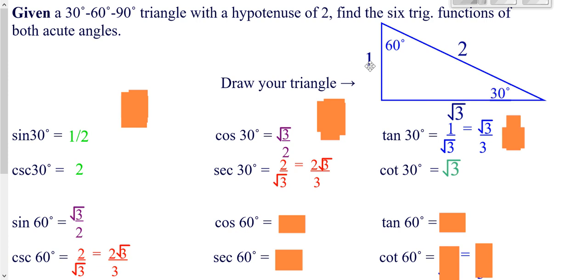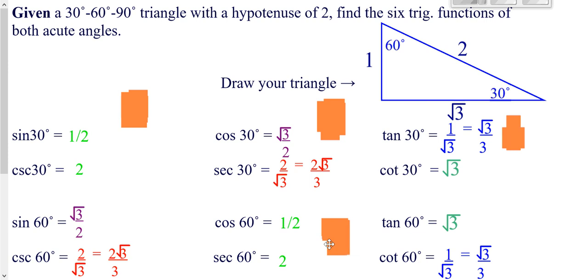Cosine would be my adjacent of 1 over my hypotenuse. So its reciprocal then would be 2. Tangent would be my opposite of root 3 over my adjacent, which is 1. Flip that upside down, rationalize it, and I get this.